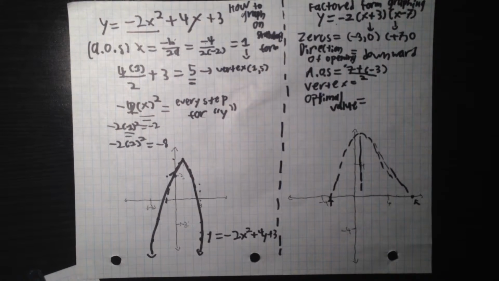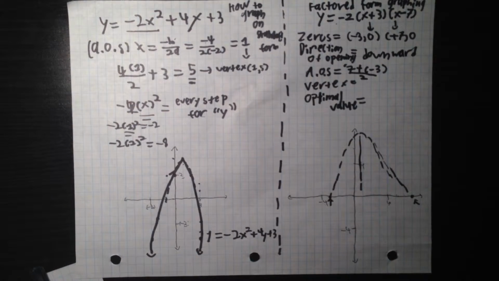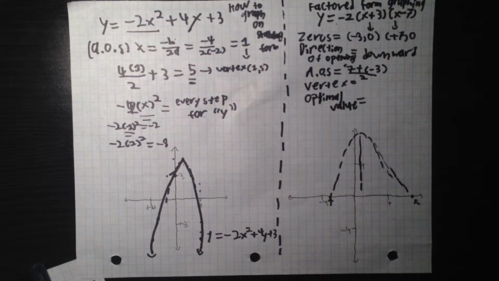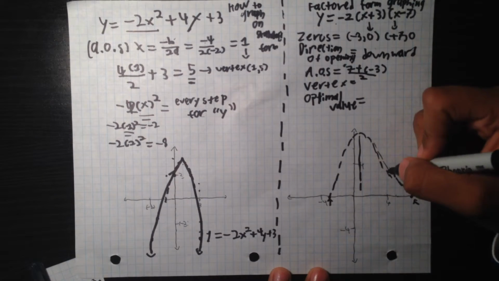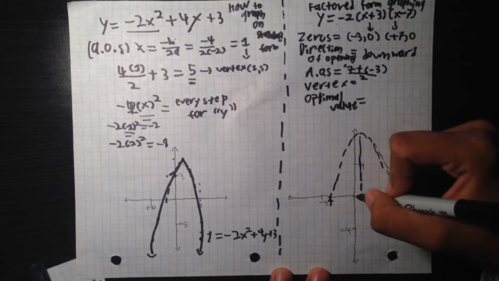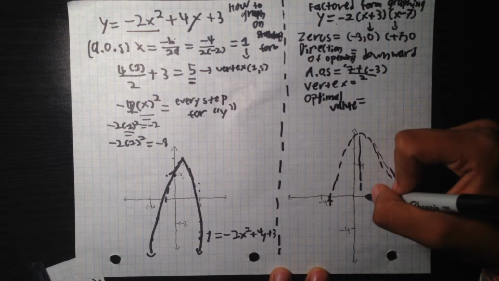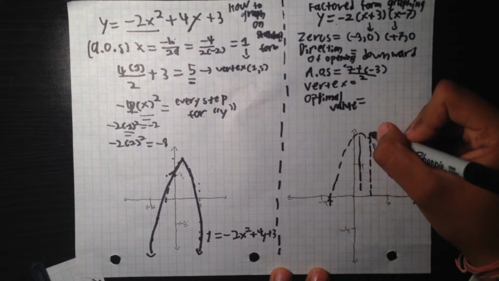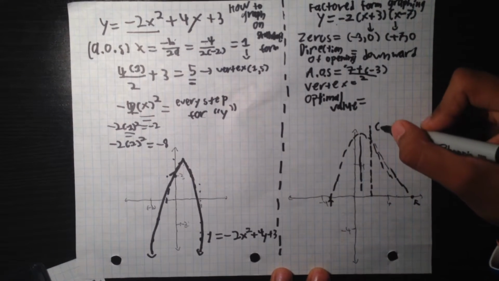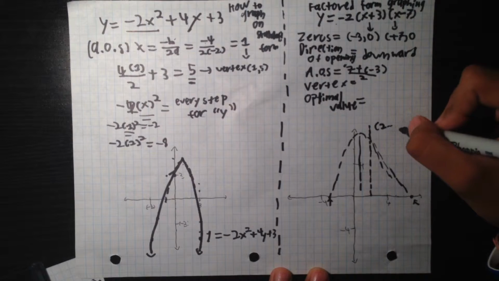So 7 plus negative 3, and you divide that by 2. Let me just make sure I'm correct. So 7 plus negative 3, you get 4, and you divide it by 2, which is 2. Yeah, so positive 2. So this is where the first part of your vertex is going to be. As you see, it's 2.